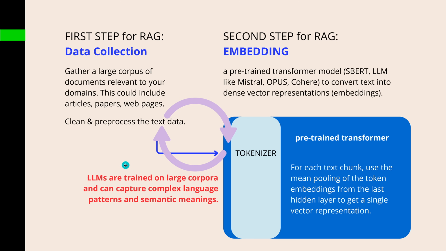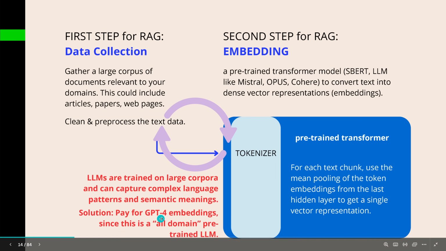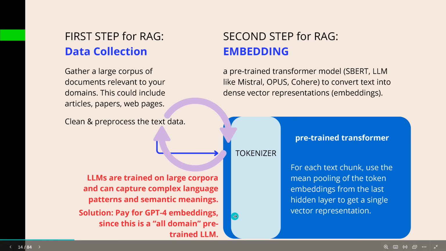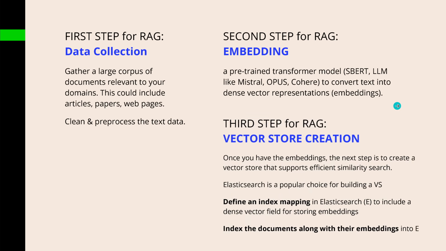But no problem, because LLMs are pre-trained on large corpora and can capture complex language patterns and semantic meanings. This is what you read in all the literature. And there's an easy solution, no? You pay, let's say, for GPT-4 embeddings, since this is an all-domain pre-trained LLM. GPT-4, let's say, borrowed the internet, respecting, of course, all legal requirements. So you see, if you don't know what to do, you find in the literature, just go with the most expensive, the most inclusive one, and then there should be no problems, no?